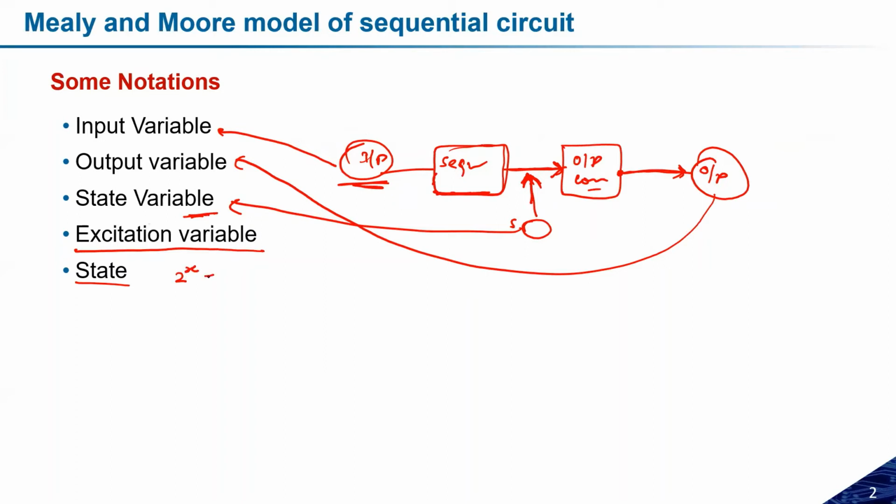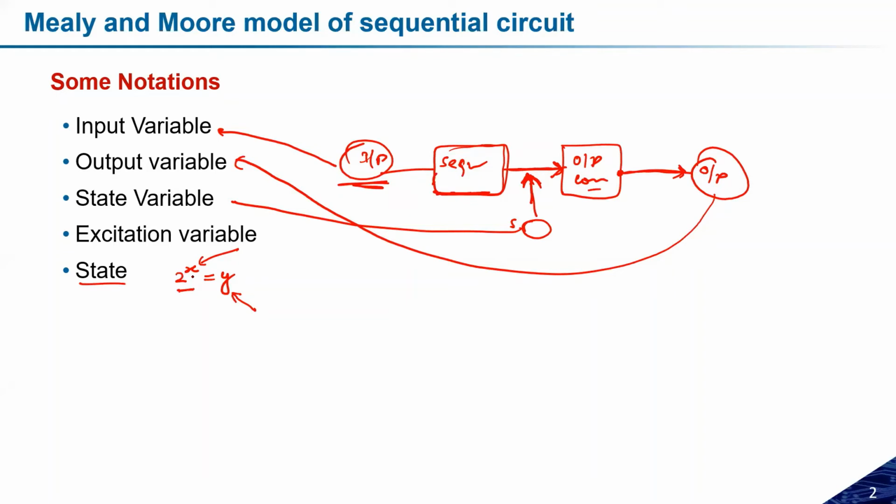2 to the power x is equal to y. What does it mean? Here x is nothing but the number of state variables, like flip-flops. How many flip-flops do we have in that circuit? So here x indicates the number of flip-flops and y indicates the maximum number of states possible. The total number of states in any sequential circuit decides how many flip-flops we have. So this is the relation between the number of flip-flops and the maximum number of states possible.